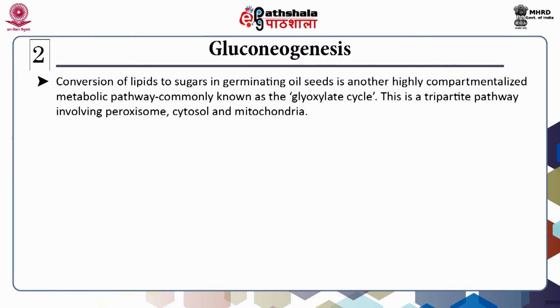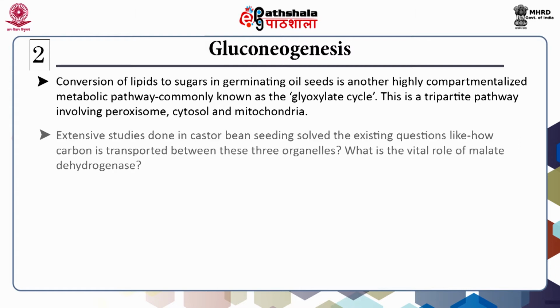Coming to another very important pathway, the glyoxylate pathway, where lipids convert to sugar in oil seeds. This is a tripartite pathway involving peroxisome, cytosol and mitochondria. Extensive studies done in castor bean seedling solved the existing questions, like how carbon is transported between these three organelles, what is the vital role of malate dehydrogenase enzyme, and many more.